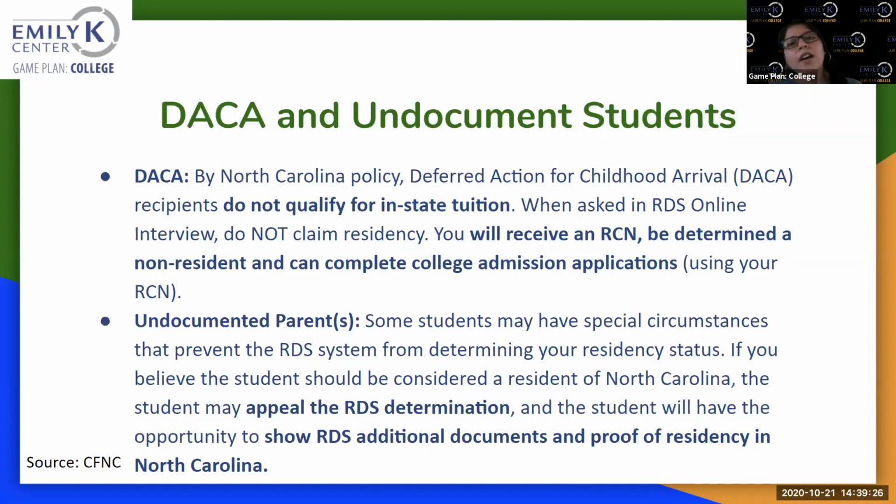And then another thing that we want to point out is for students who have undocumented parents, oftentimes the system will ask for additional information, or maybe your parents don't have a social security number, because of the way this process works, they verify your information from North Carolina agencies. So they will see the IRS, if your parents file taxes, and if something is not matching up, then that's when you will need to submit additional documents.